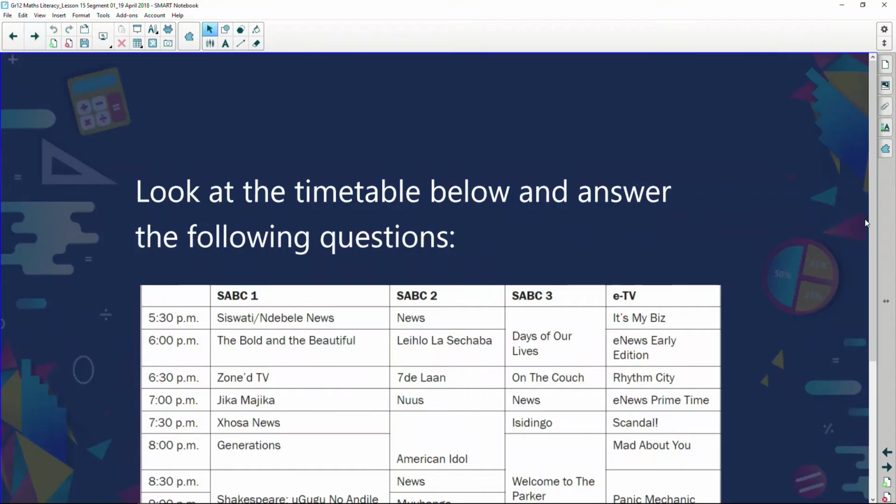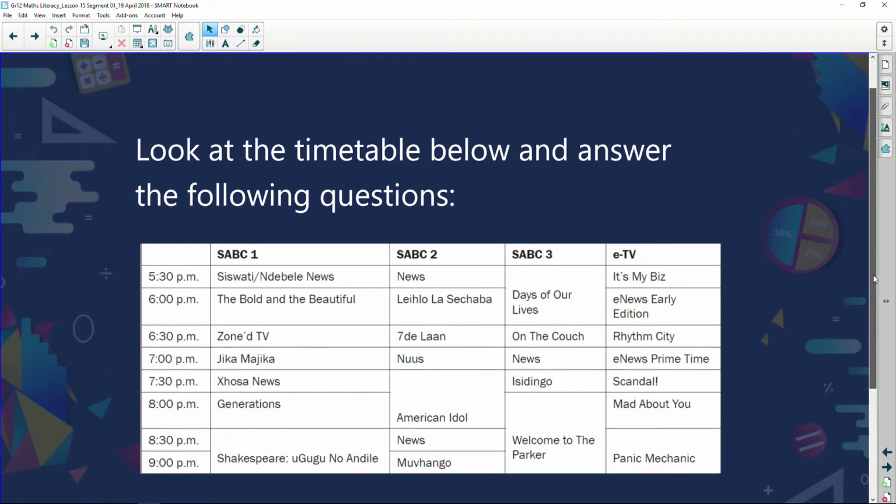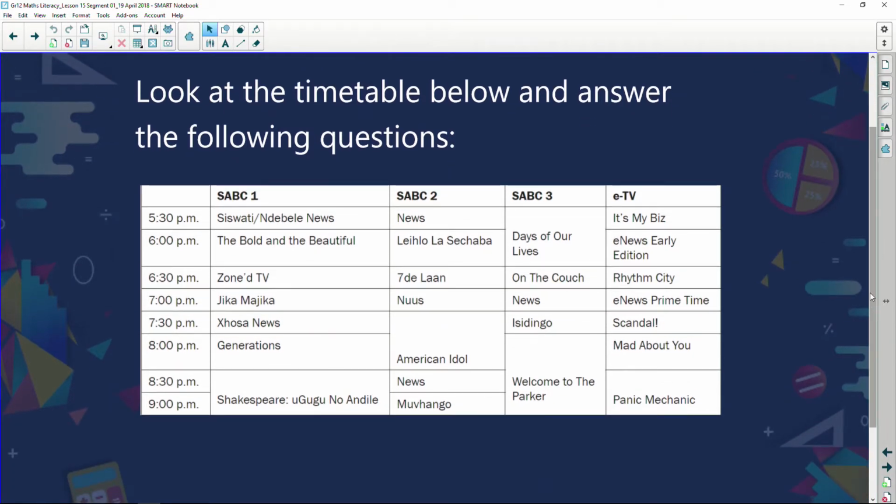So look at the timetable below, and then we're going to answer the following questions. So in this example, we're looking at a timetable, and we're going to answer questions on the timetable. Later on, we're going to draw up our own timetable. Okay, so let's have a look here.